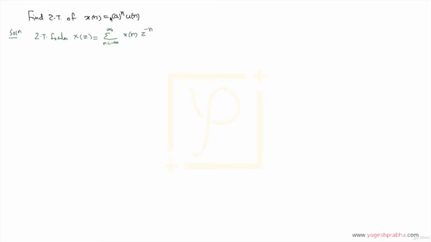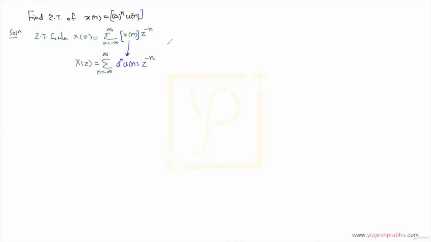Now we already have x of n, and the value of x of n is over here, which is a raised to n u of n. So let us replace the value of x of n here. Okay, so this will be a raised to n u of n, and now X of z becomes the sum of n equal to minus infinity, and this is z raised to minus n.